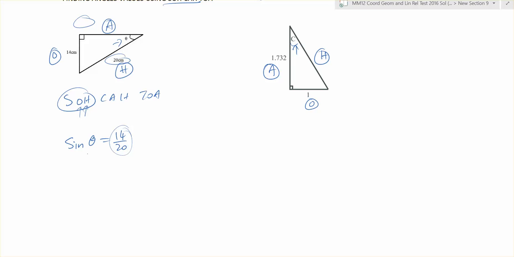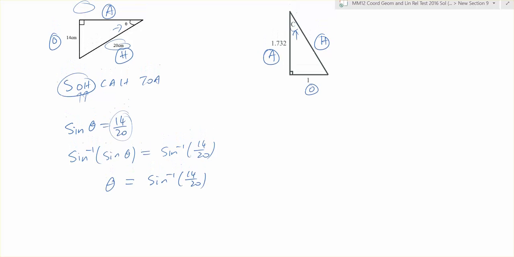How do I get the value of theta? We do something called inverse sine. So the inverse of sine undoes the sine of an angle. So what we do to one side, we need to do to the other. So the inverse of sine undoes sine. So what essentially we get left over is theta equals inverse sine of 14 divided by 20.